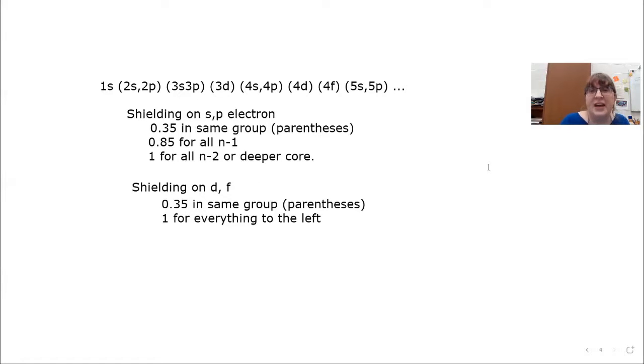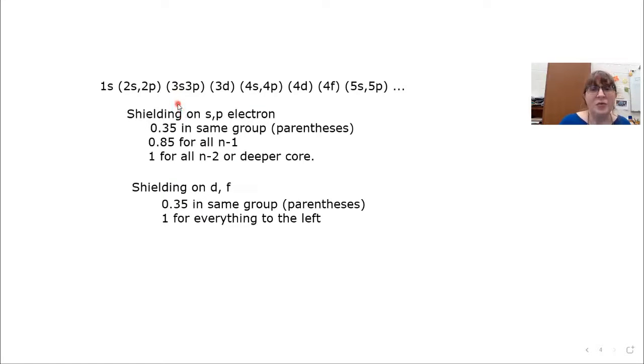Anything that is to the left of that on the line up above. So if I'm looking at the 3d, everything to the left of it is going to shield a full 100%. So even though the 3s and the 3p have the same energy level, that's going to be a shielding strength of 1. Whereas we saw with the s electrons, we had a 0.85 when it was n-1. We don't have that for the n-1 for the 2s or the 2p, but we don't even have that for the same energy level. So the 3s and the 3p are going to shield at a full 1. So that's an important thing to remember.